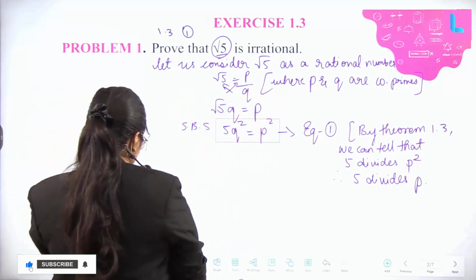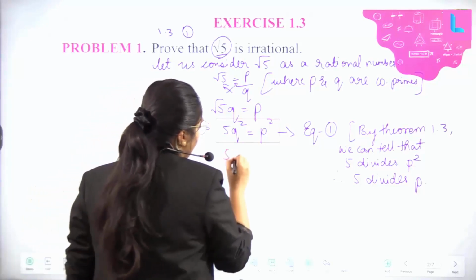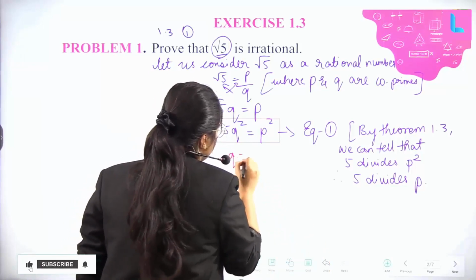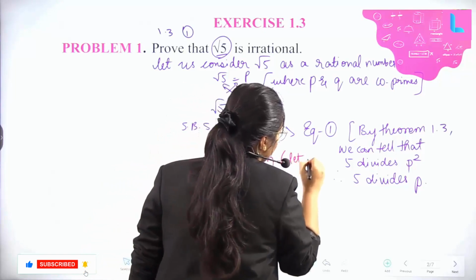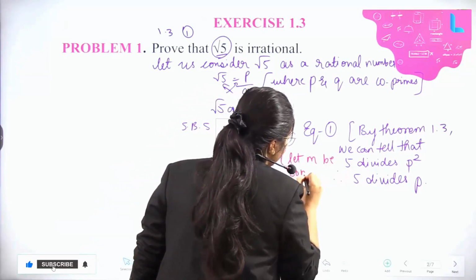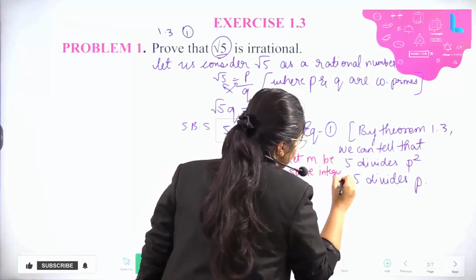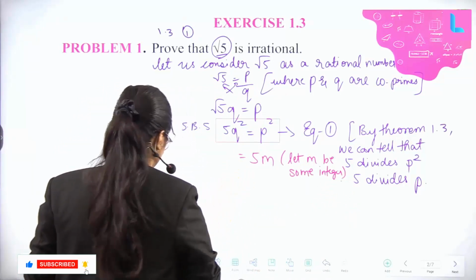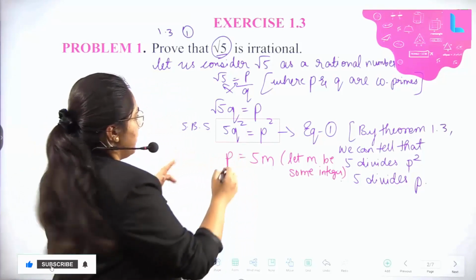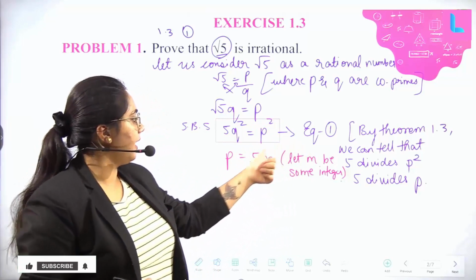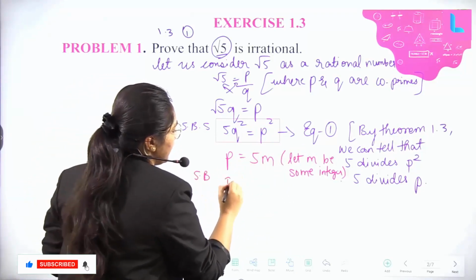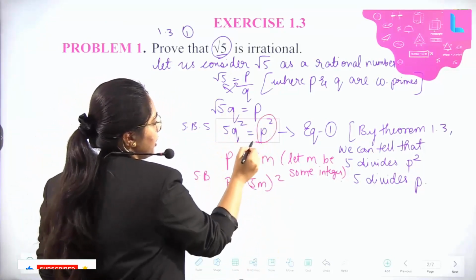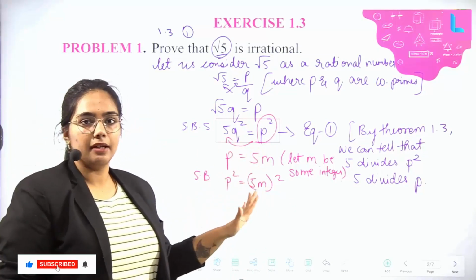The same manner you have to solve. Now, p is equal to 5m, where m is some integer. Sorry, this is p is equal to 5m. You have to consider this equation, and then square it on both sides. You'll get p square is equal to 5m the whole square. Then the same method you have to follow. p square can be substituted as 5q square. You have to write in the same manner, and you have to write the conclusion.